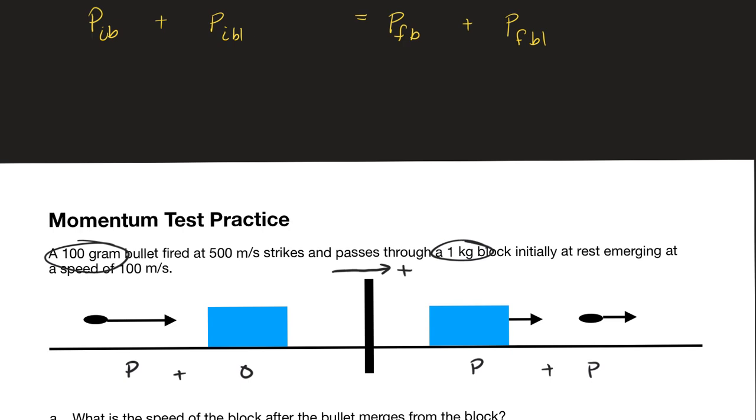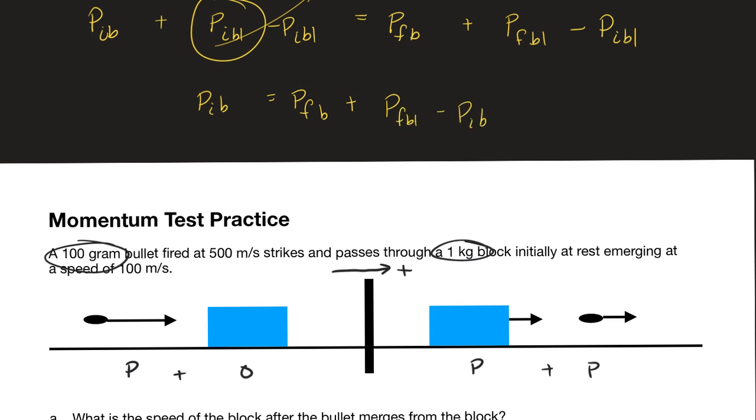I got to pick a side. So I'm going to subtract this from both sides, which will mean that I'll have a negative P initial for the block here, because I'm subtracting it from both sides. That good? That goes away. So I get P initial for the bullet equals P final for the bullet plus P final block minus P initial block.